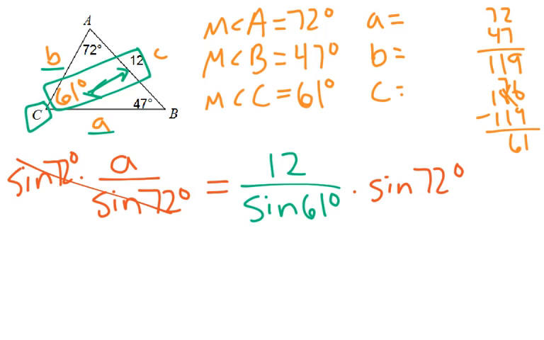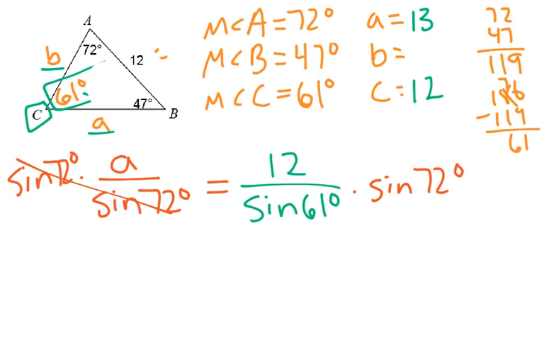So C we know is 12, and A now we know is 13.05. It says round to the nearest tenth, so that'd be basically 13.1. Actually, if we round it to the nearest tenth, that would be 13.1. Now, you cannot use the Pythagorean theorem because we don't have a right triangle.